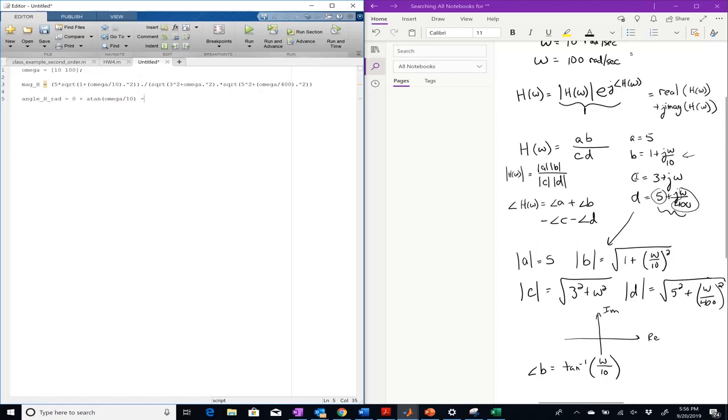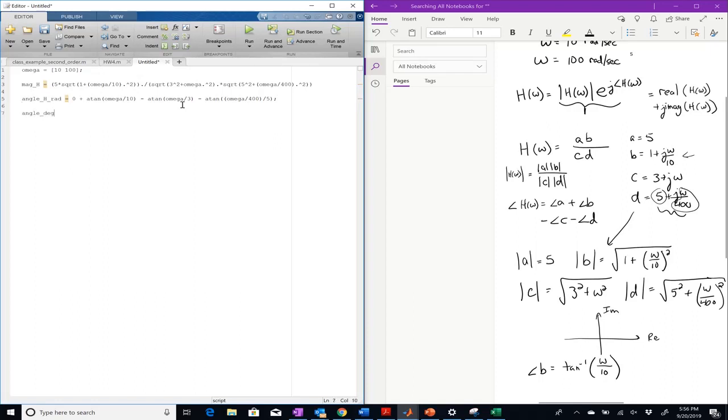Then I do the angle of C, and I subtract the angle of C because it's on the bottom. So here's C over here, 3 plus j omega. So I do minus A tan of omega over 3. And then I do minus A tan of omega over 400, and I'll put that in parentheses. And then say divided by 5, like that. All right, so that's the angle.